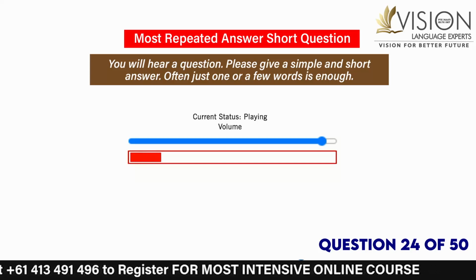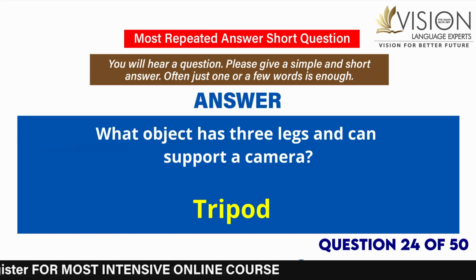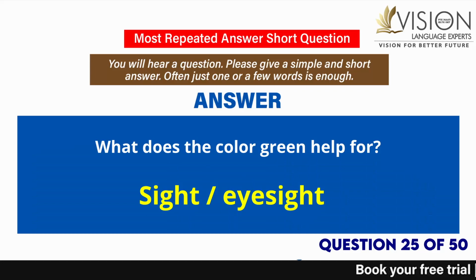What object has 3 legs and can support a camera? Tripod. What does the color green help for? Sight, eyesight.